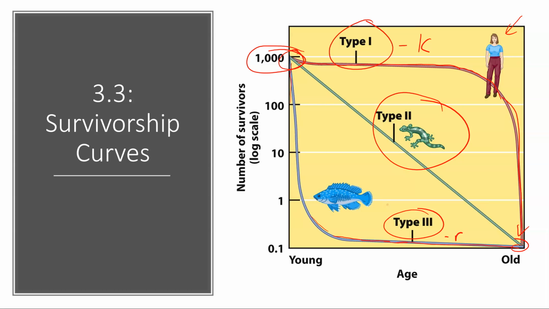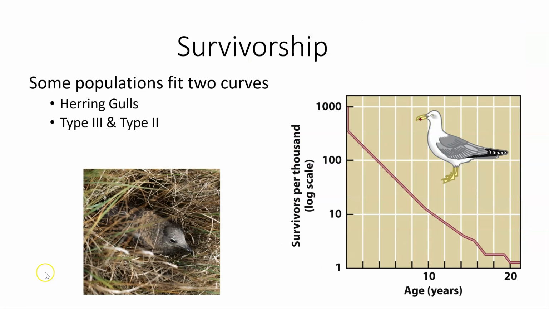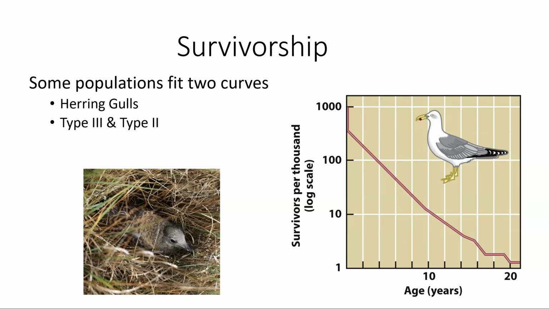Okay. Now again, this is a spectrum, and in fact, some species even fit in between, like a 2 and a 3, or in between a 1 and a 2. So for example, herring gulls hit both a type 2 and a type 3. They start off as sort of a type 3 curve at the beginning, early in adulthood, but then the rest of their life they hit more of a type 2 survivorship. Okay?